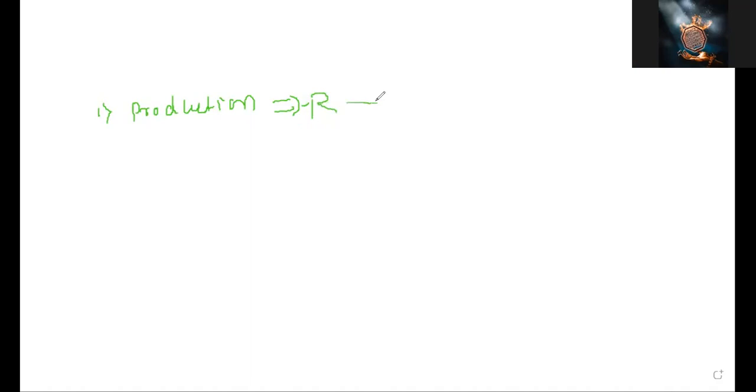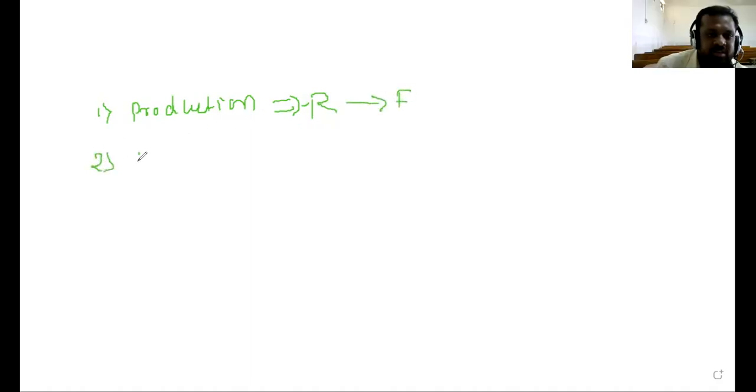What is meant by production? Production is nothing but the process of conversion of raw material into the finished product. Is it correct? Yes. Raw material into the finished product is called production.